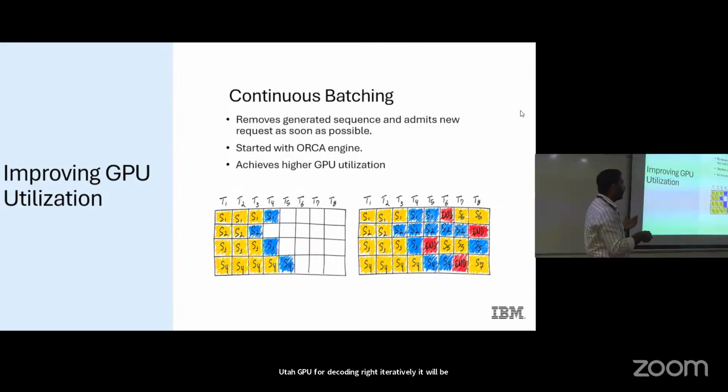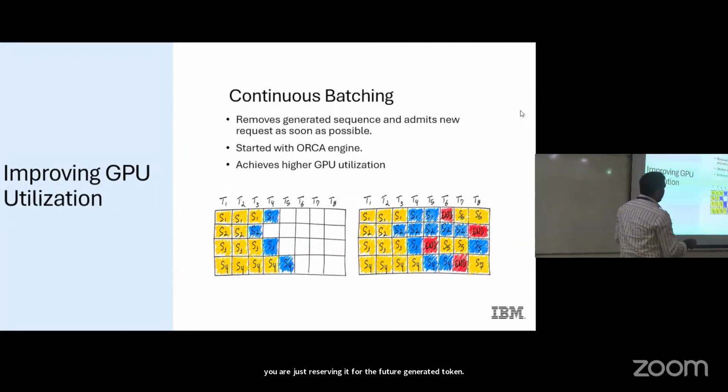So the yellow tokens are the input request from the user, and the blue ones are whatever is generated. After the first decode, 1 token is generated for all the requests. You are not adding any request in the vacant space, you are just reserving it for the future generated tokens. Here, as you can see, at T6 the first request's generation was completed.